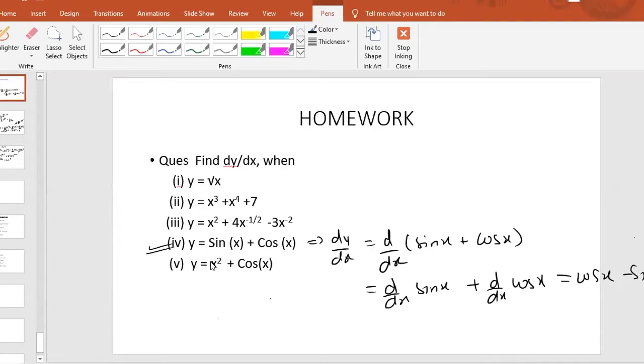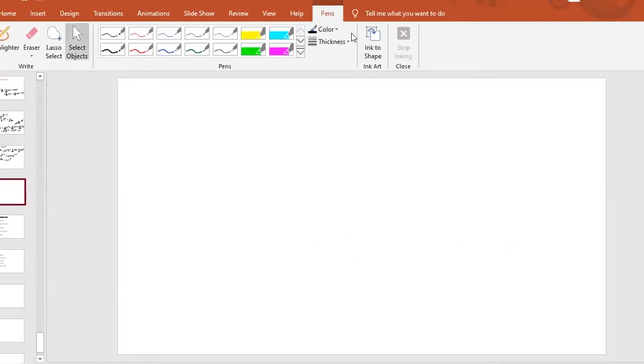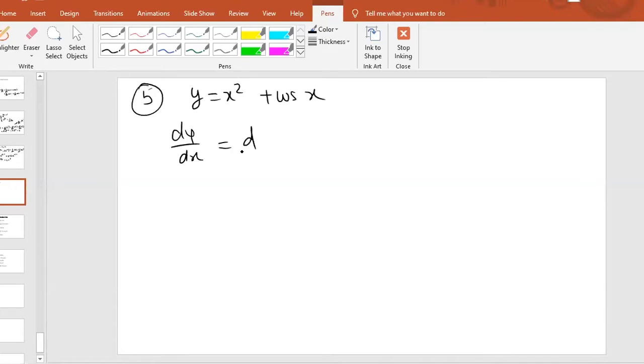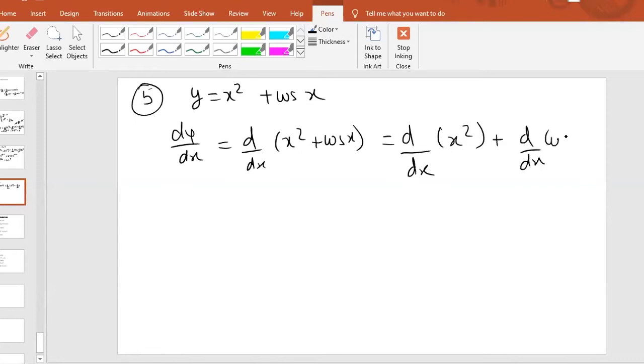Now next, last problem. Question number 5. y is equal to x square plus cos x. We have to find dy by dx. dy by dx will be equal to d by dx of x square plus cos x. Two separate functions are there, so we can differentiate them separately: d by dx of x square plus d by dx of cos x.